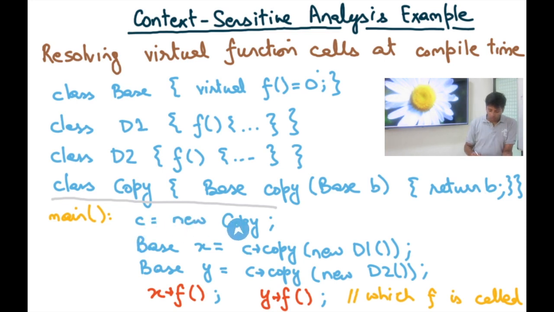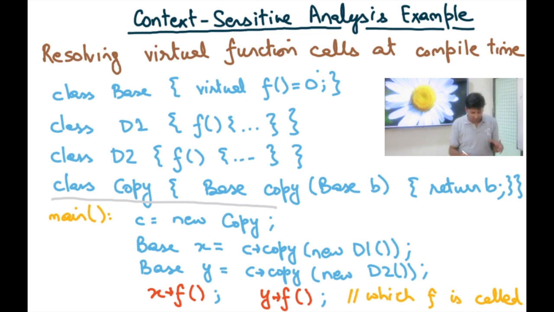It creates a new copy object, so c is equal to new Copy. Then it creates a new D1 object and calls c pointer copy on it. So this is going to take new D1, pass it as an argument to copy, and that's what it's going to return. So x is going to have a pointer, x is going to have a copy of D1.